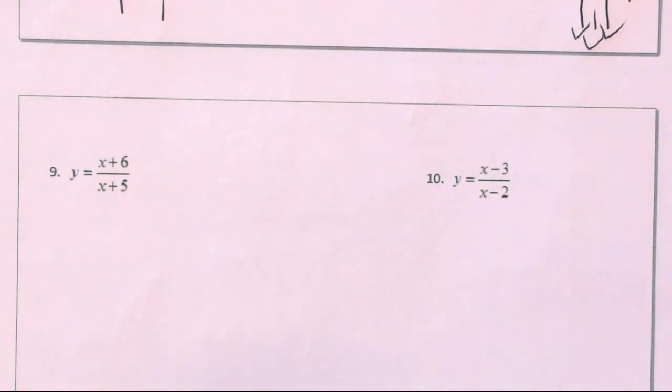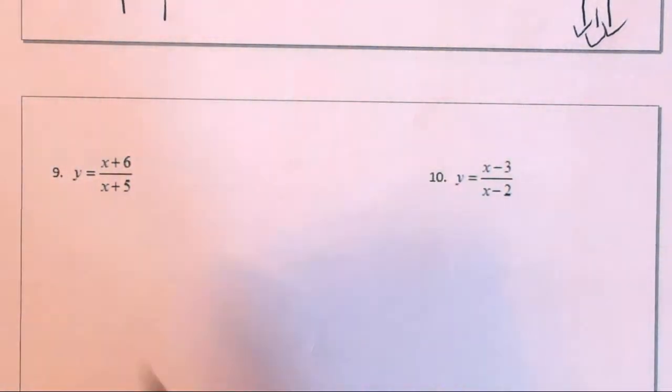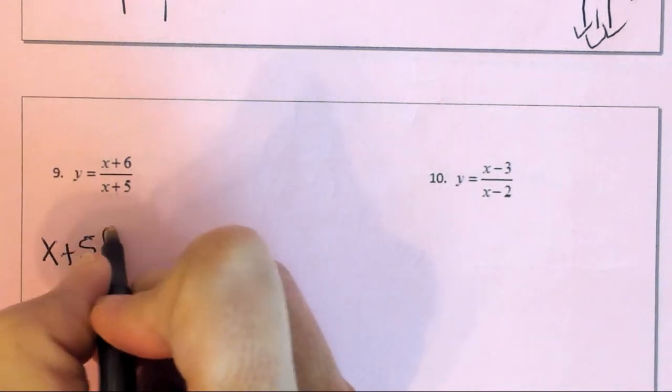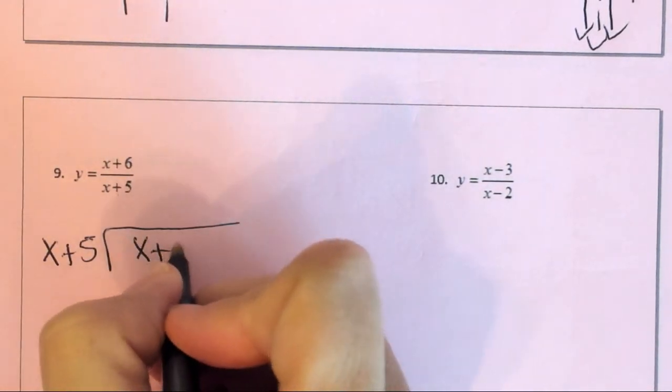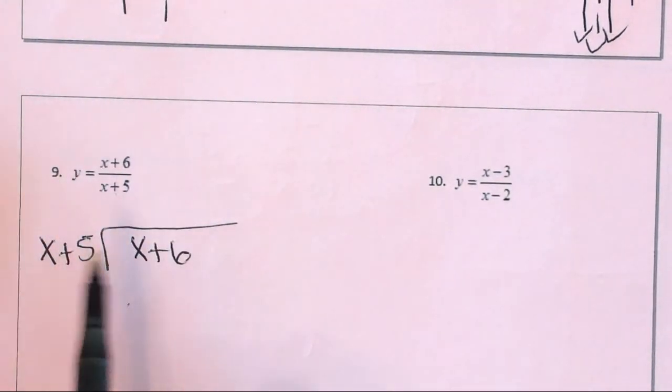All right, on number 9 and 10, there is no factoring to do. On this one, we're going to review division. We're going to be doing long division so that we can put it in graphing form. So when you can't factor, we're going to see if long division works. The x plus 6 goes on the inside of the house and the x plus 5 goes on the outside. We're going to start with the first term. How many times will x go into x?